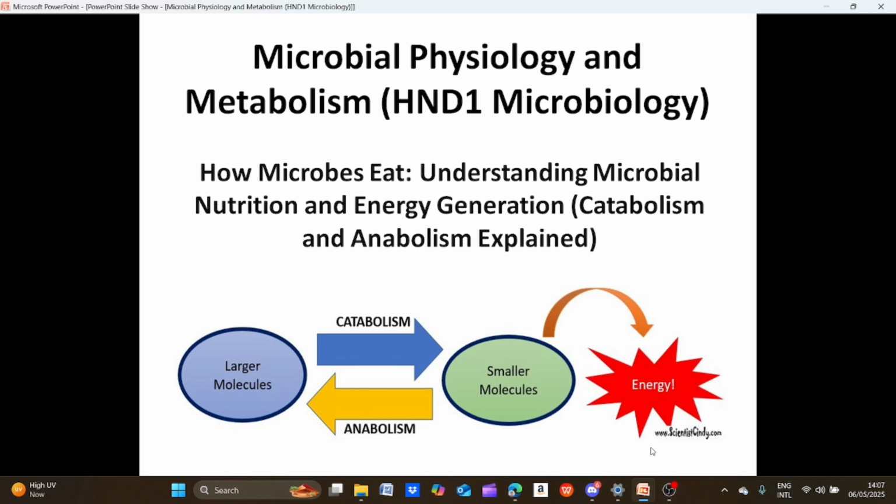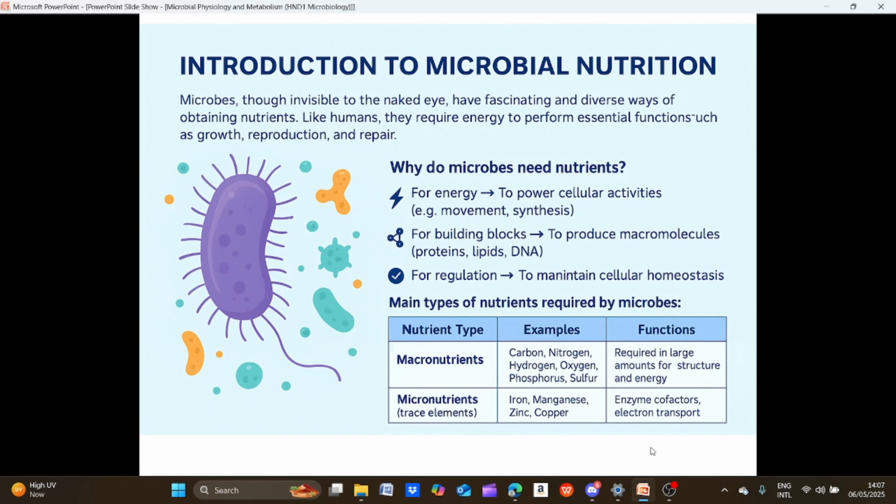Just like we have on the screen, we can see how larger molecules can be catabolically broken down into small molecules, which leads to energy generation. And also the reverse is how small molecules come together, building up into larger molecules in the presence of energy.